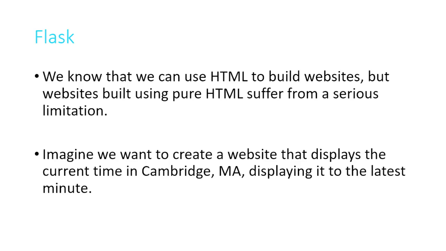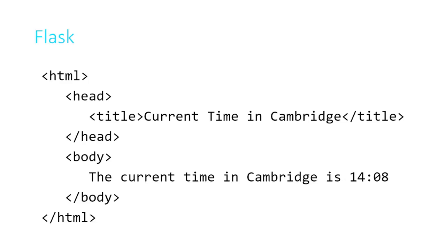So we've talked about HTML in the past, and we know that we can use HTML to build websites. But there is one major limitation that HTML websites suffer from, and that is that they are static. So imagine that we want to create a website, for example, that displays the current time, just the time, in Cambridge, Mass, displaying it to the latest minute, let's say. This is some HTML that would do exactly that. So the current time in Cambridge is 14:08, so 2:08 p.m. This is great for a minute, but at 2:09 it becomes not accurate anymore.